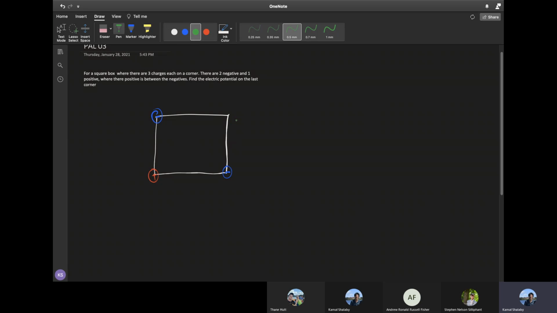Let's also give this distance r, and we want to find what is the electrical potential in here, this point. What to do? Does anyone know how to start?